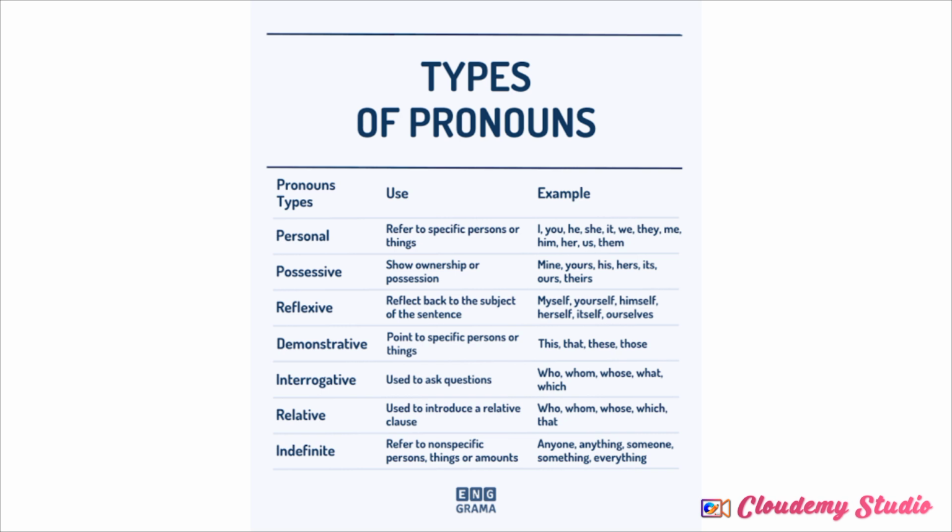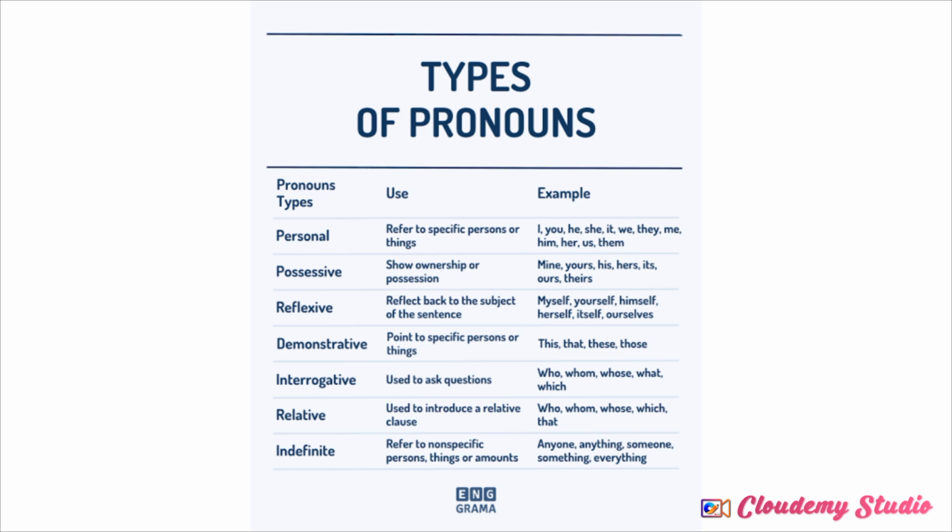Reflexive pronoun will reflect back to the subject of the sentence, for example, this homework is done by myself, yourself, himself, herself, and themselves too. Demonstrative pronoun is for a specific person or thing, for example, this, that, these, and those. Interrogative, we have the WH words which will be considered as pronouns, for example, who, whom, whose, what, and which.